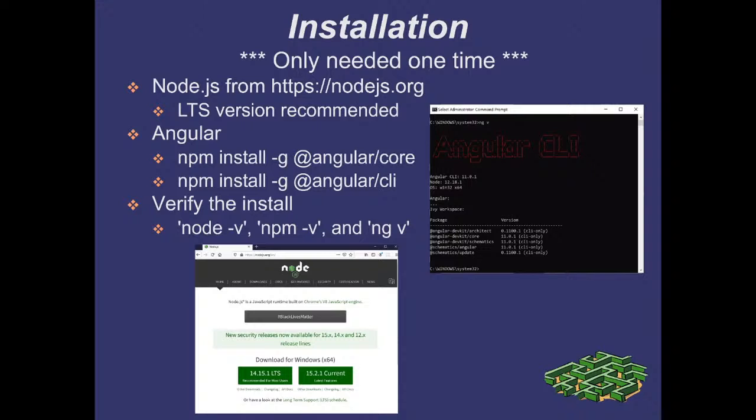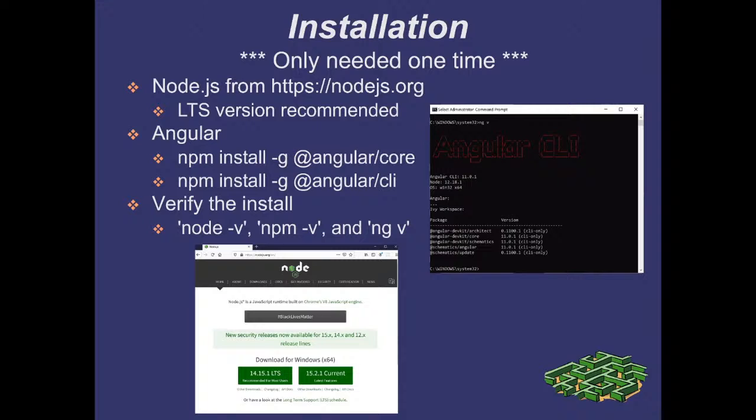Then you can verify the install with each of those different possible items to type in, but what you see on the far right here is the output of ng v, which is the version under Node.js, and it shows you the Angular CLI version and your Angular version and the various packages that are installed by default.